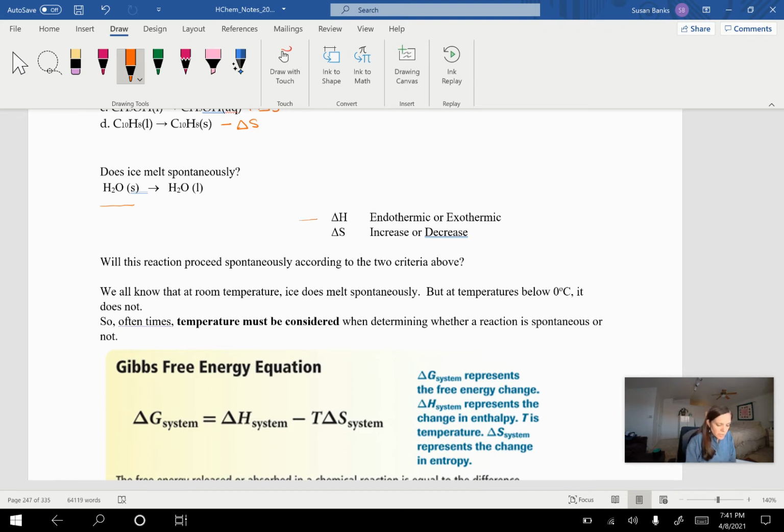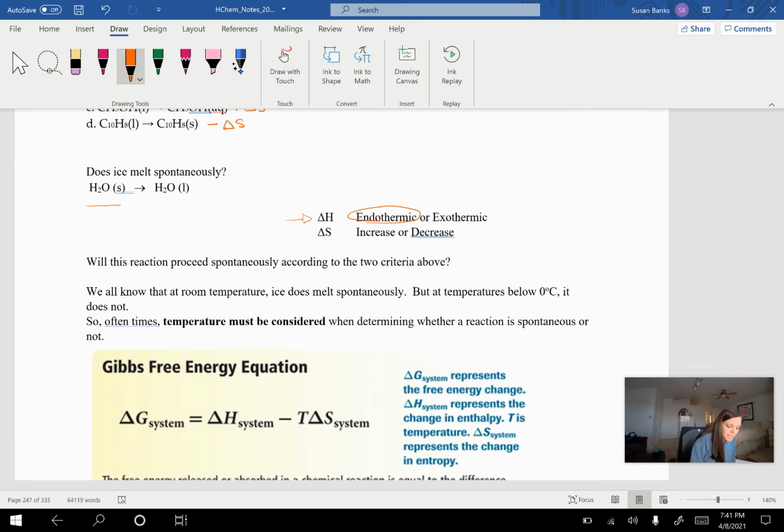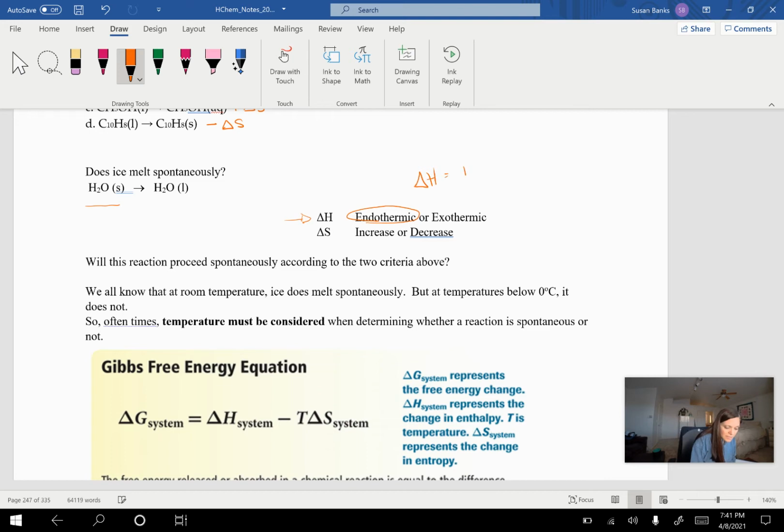Let's think about this in terms of enthalpy. If I go from solid water to liquid water, is this reaction endothermic or exothermic? Do I need to put energy into this, or is energy released? I need to put energy into this. This is an endothermic reaction. I have to heat that ice up in order for it to melt. So is it spontaneous to have to put energy into that? No. Because my delta H here is positive, this part is what we would say is non-spontaneous.